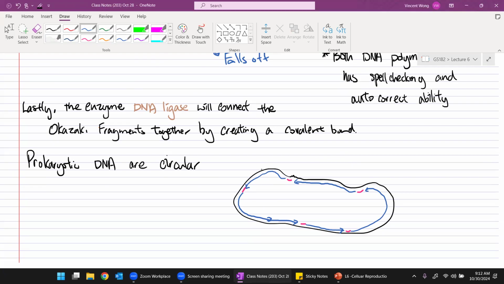Do we have circular DNA? No, we have linear DNA, which, as you will see, is going to be quite a bit of a problem.